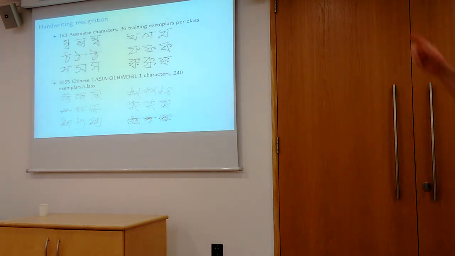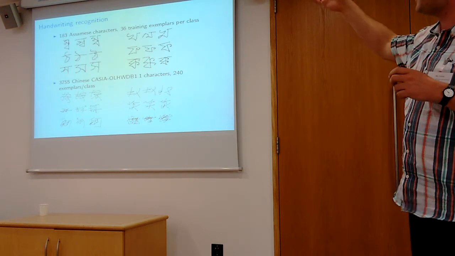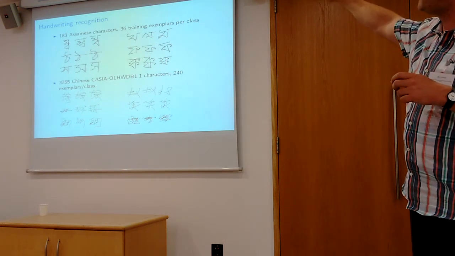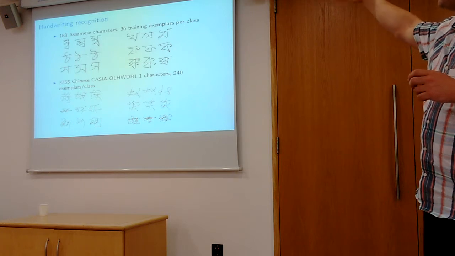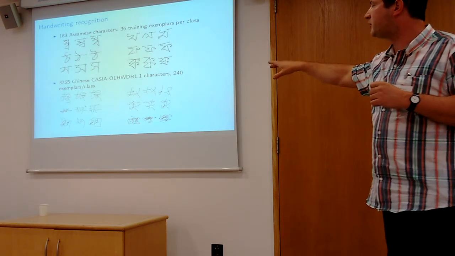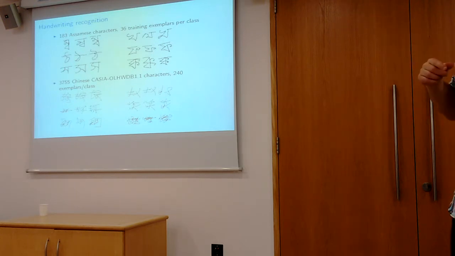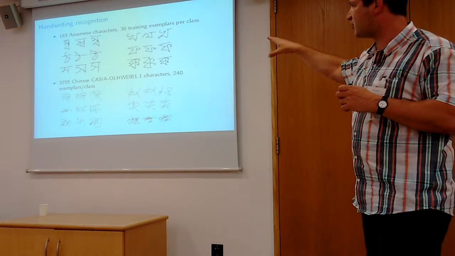So these are some samples from the Assamese alphabet. It's publicly available. So 183 different characters. It's an Indian language, and I had to split them up later. So I used 36 examples for training and 9 examples per class for testing. These are some training characters. So there are about 4,000 different classes and about 240 for training for each class. And then you can see there's quite a lot of variation between writers.